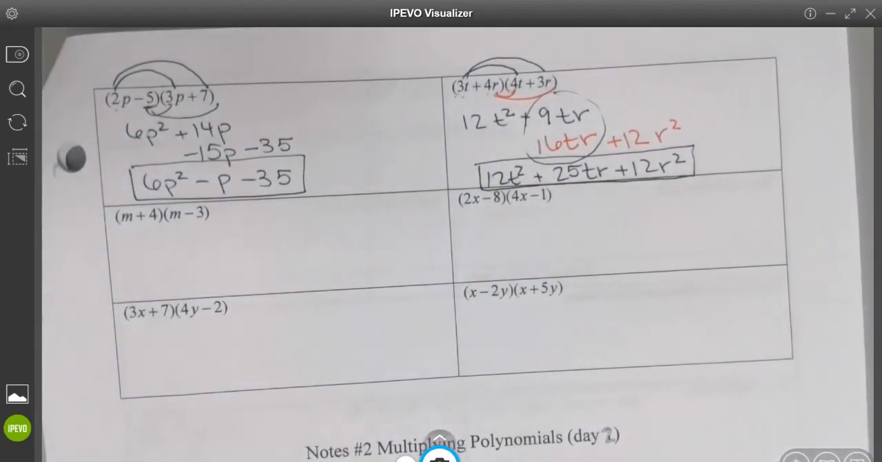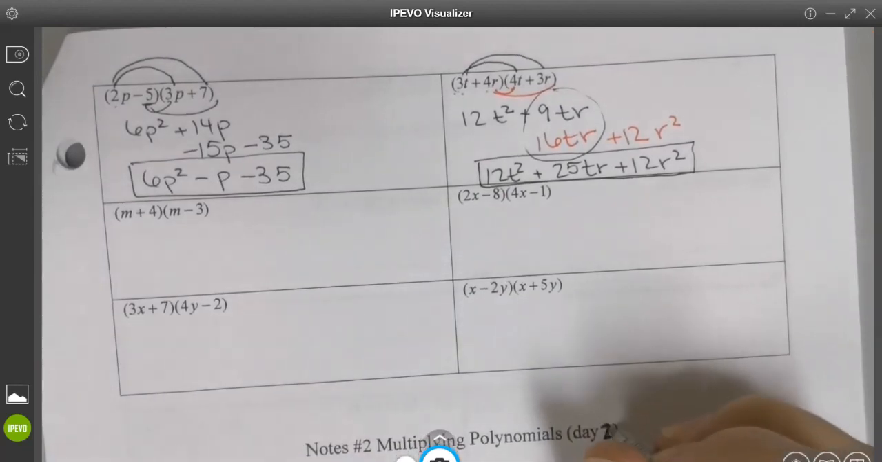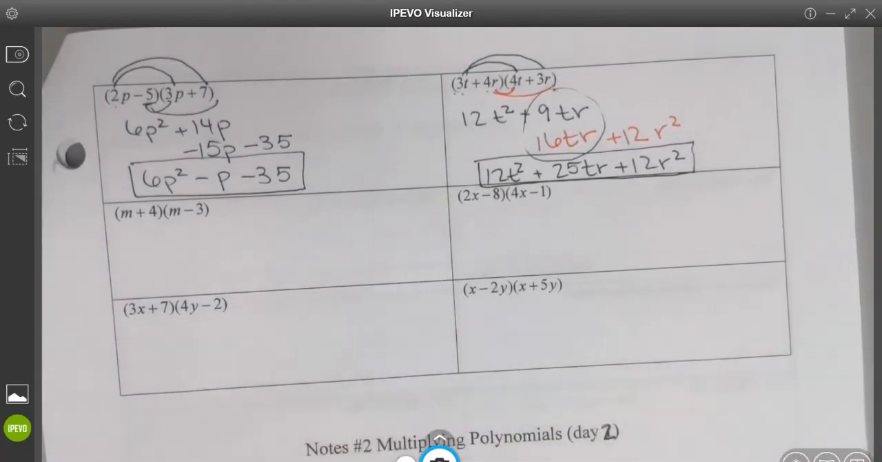So now I'd like you to try the bottom four. This, by the way, should say day 2. It says day 1 again. We're going to stop after these 4 today.